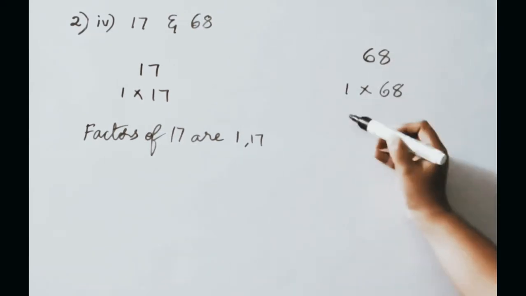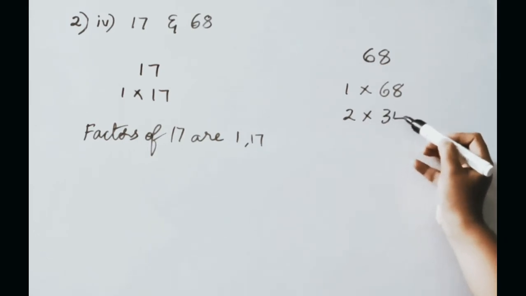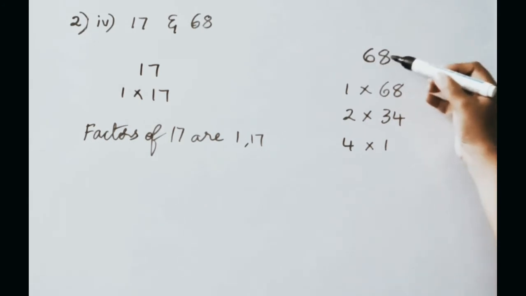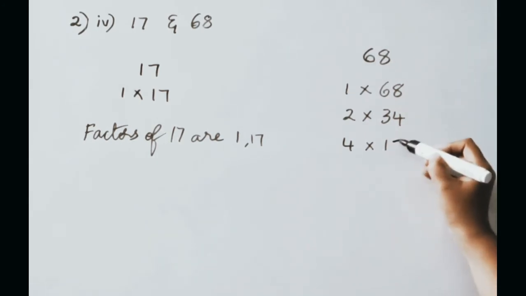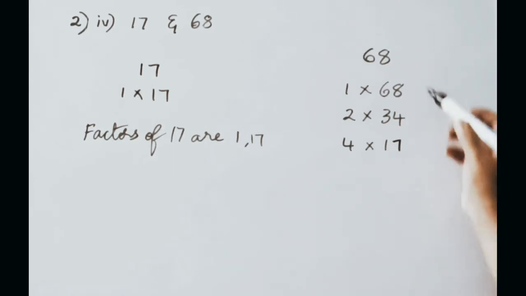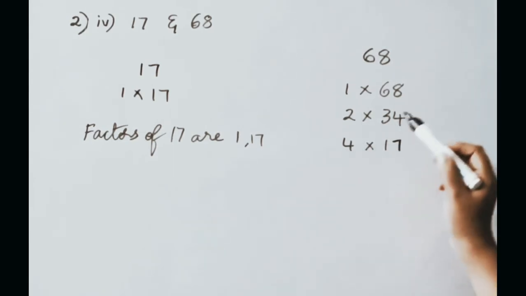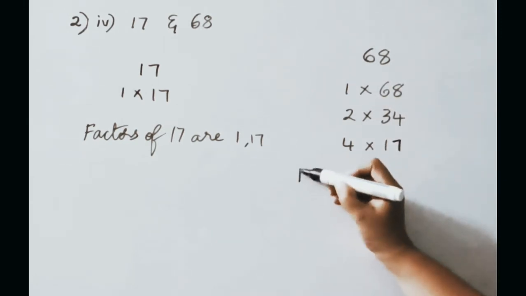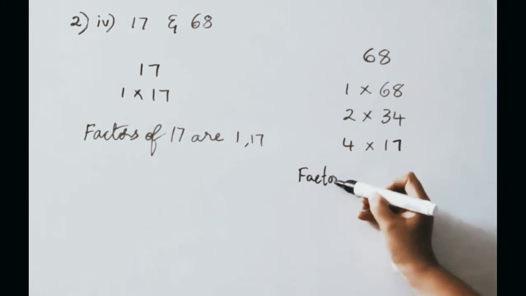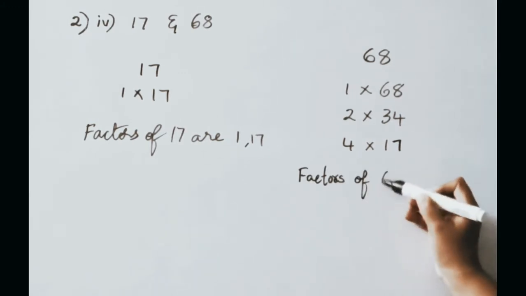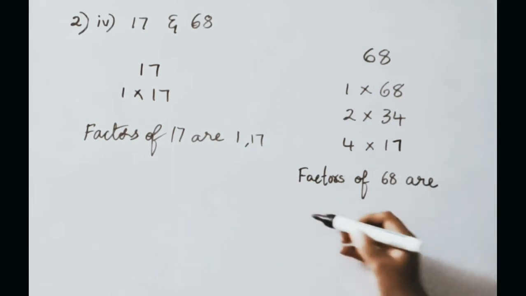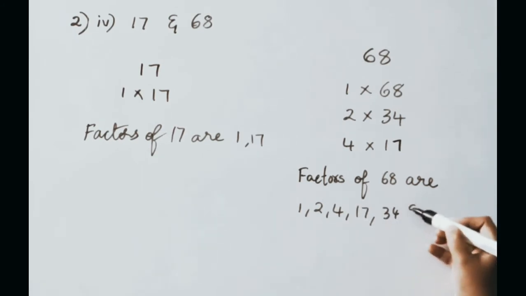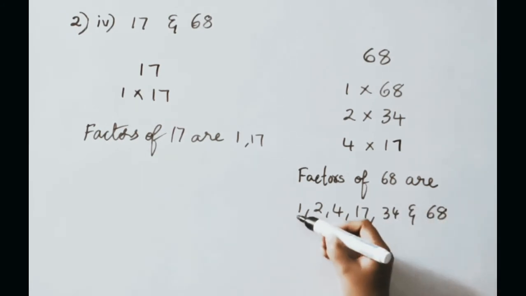Now let us find factors for 68. 1 into 68, 2 into 34, 4 into 17: 4 ones are 4, carry 2, so 28, 4 sevens are 28. So 4 17s are 68. Now reverse order, 17 4s are 68, 34 2s are 68, 68 1s are 68. Now all these are factors for 68. Write down factors of 68 are 1, 2, 4, 17, 34 and 68.